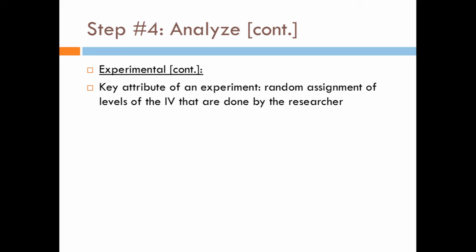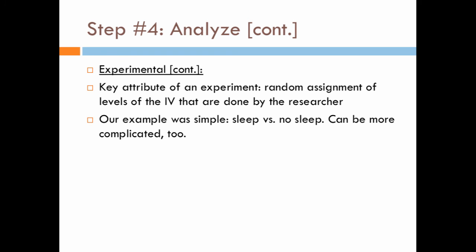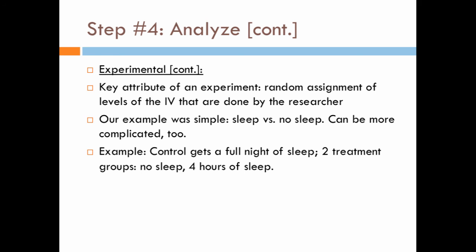The key attribute of an experiment is the random assignment of the levels of the independent variable that are done by the researcher. Our example was simple, sleep versus no sleep, but experiments can be more complicated too. We could determine that different students get different amounts of sleep. So the control group could get a full night of sleep, and then we could have 2 treatment groups, or one treatment group gets no sleep, and the other treatment group gets 4 hours of sleep.